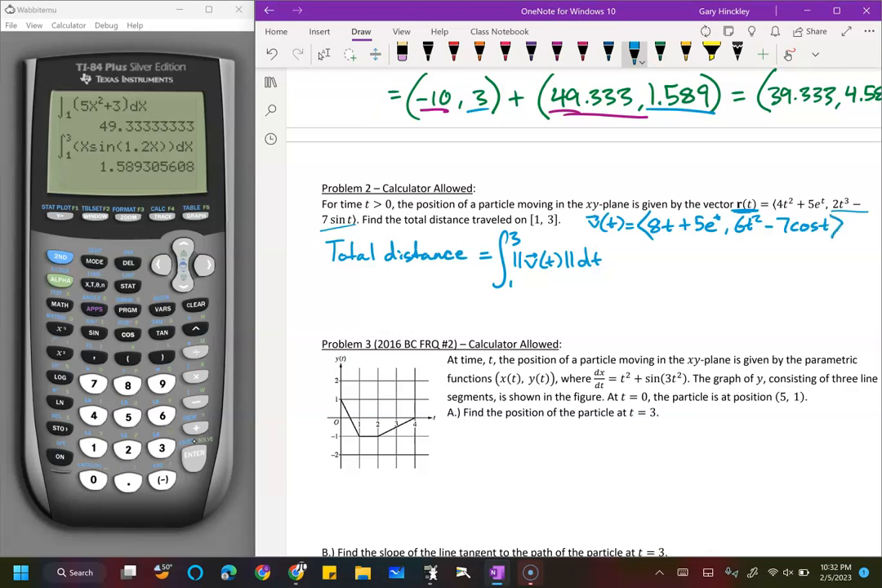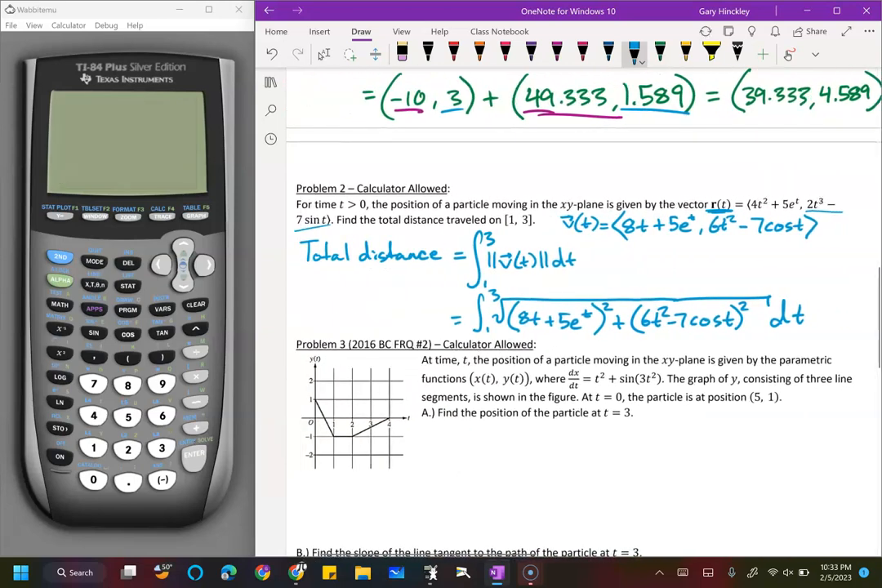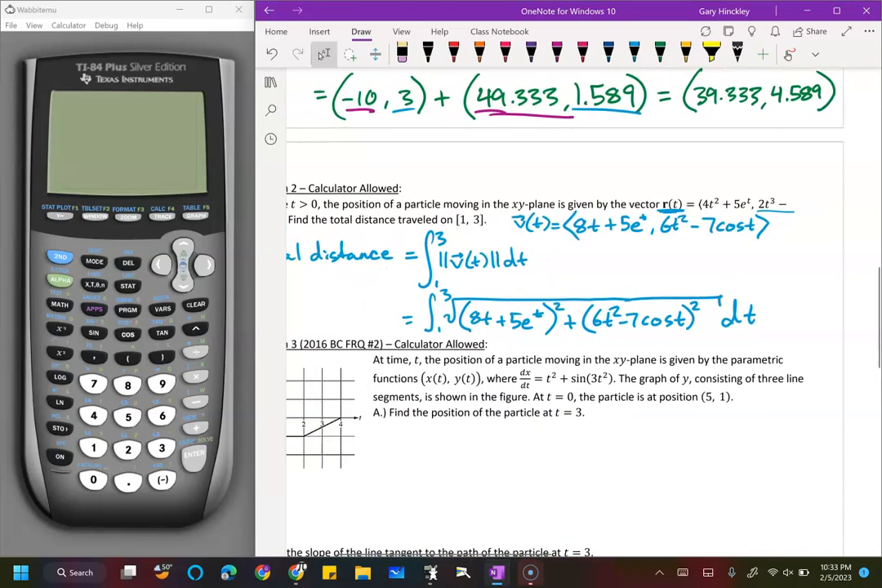All right, so then when I put this into my equation, it actually turns into our arc length. So we're going to have 8t plus 5t e to the t squared plus, next one, 6t squared minus 7 cosine t squared and dt. All right, and so then that is running out of room a little bit, but we can go ahead and throw that into our calculator and see what we get.